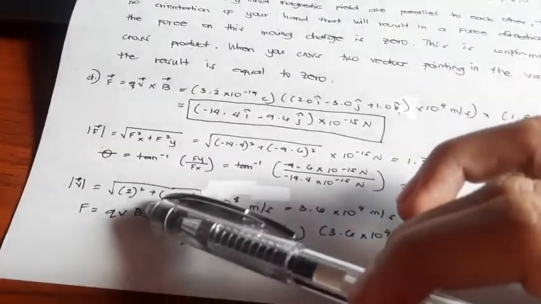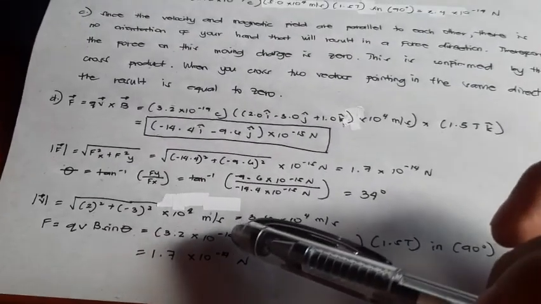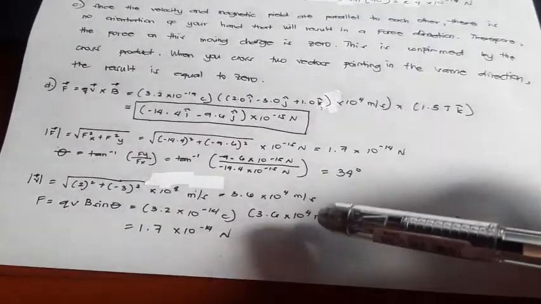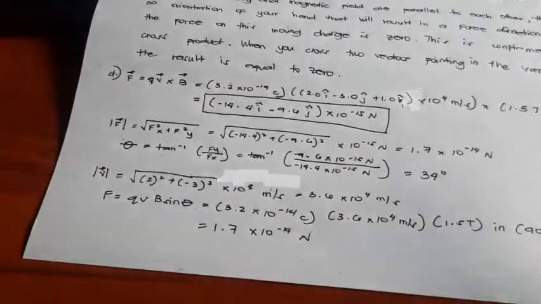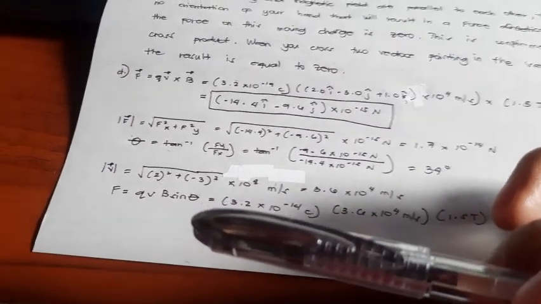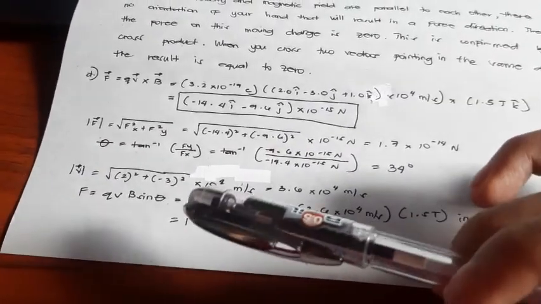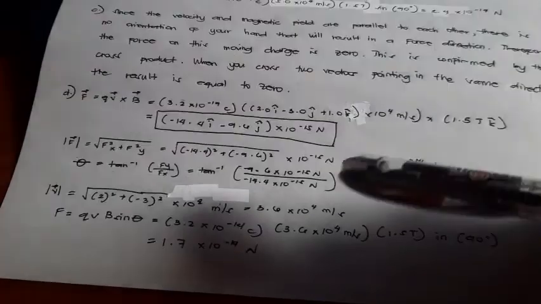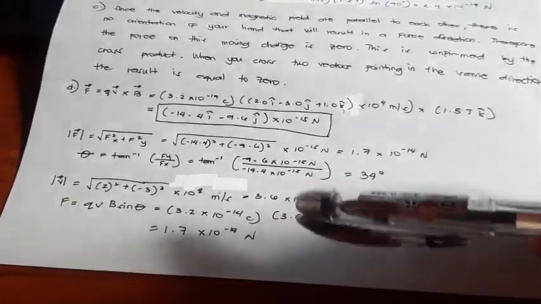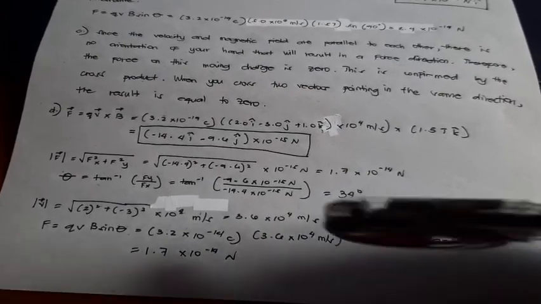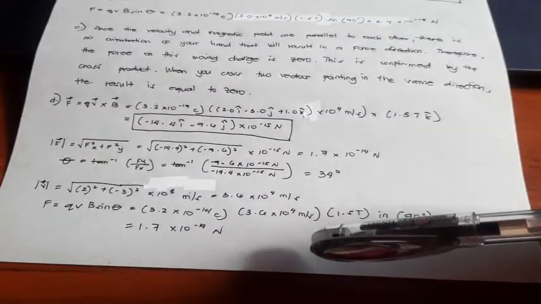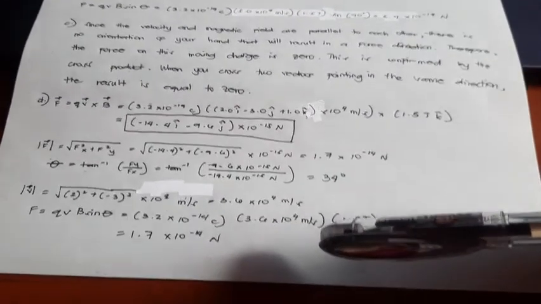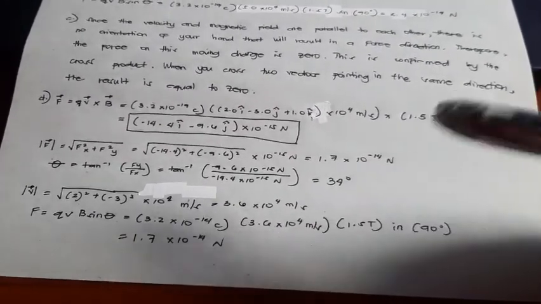The velocity is equal to the square root of 2 squared plus negative 3 squared, times 10 raised to the 4th power meter per second, which is equal to 3.6 times 10 raised to the 4th power meter per second. So the magnitude of velocity is calculated from the x and y components. So F is equal to qvB sine of the angle, with q equal to 3.2 times 10 raised to the negative 14 power C, and v equal to 3.6 times 10 raised to the 4th power meter per second.